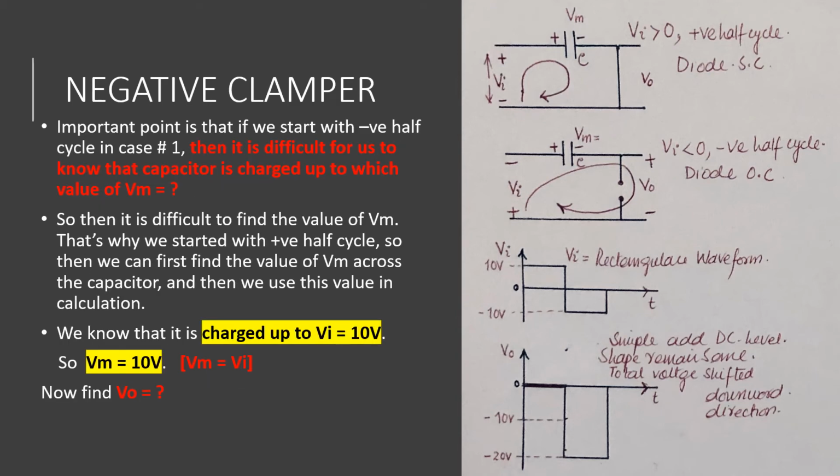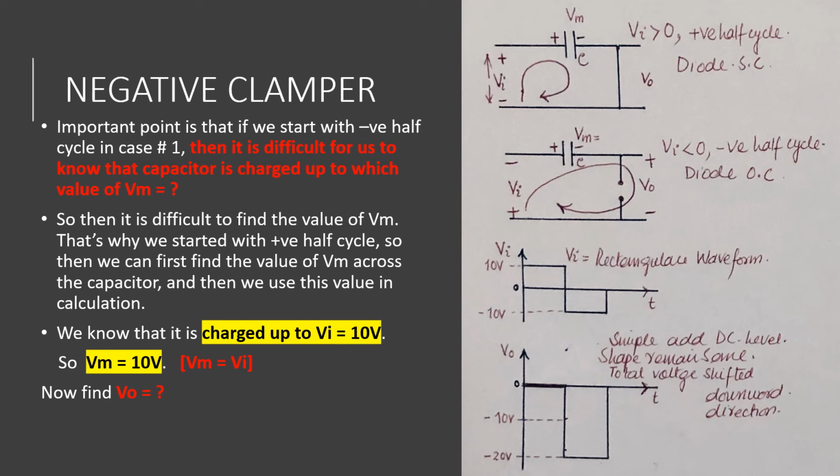Now there is an important point. If we start with the negative half cycle in case number 1, then it is difficult for us to know to which value of Vm the capacitor is charged up. So it is difficult to find the value of Vm. That's why we always start with the positive half cycle.